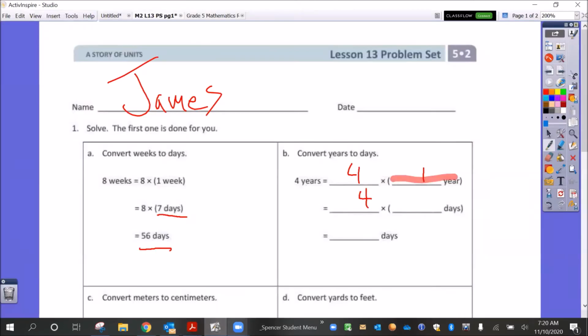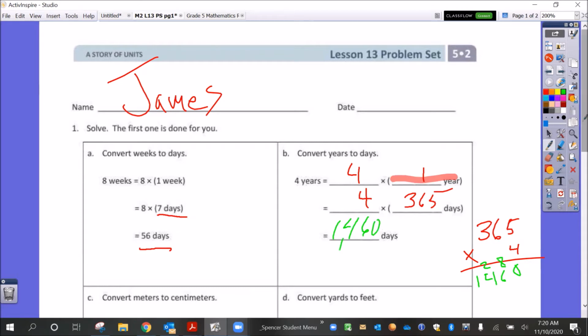I'm trying to decide which one. So it's 4 groups of 365. So if we take 365 and we multiply it by 4, now this is like what I was saying, you know how to do these parts. It's the conversion that the lesson's taking us on today. So 4 times 5 is 20, 4 times 6 is 24, plus 2 more is 26, and 4 times 3 is 12, plus 2 more is 14. So should be 1,460 days in 4 years.